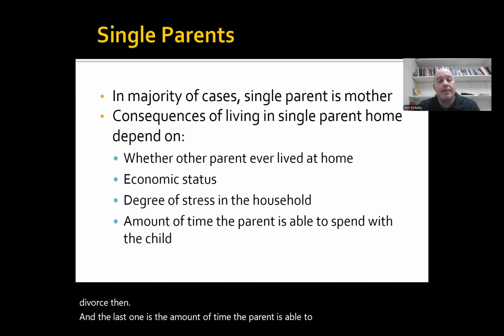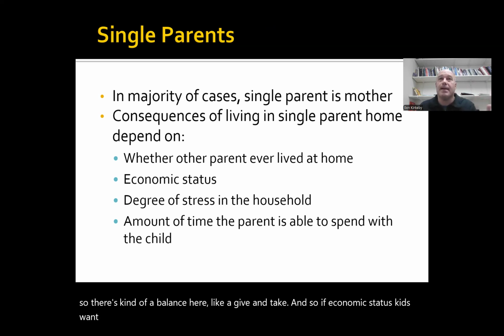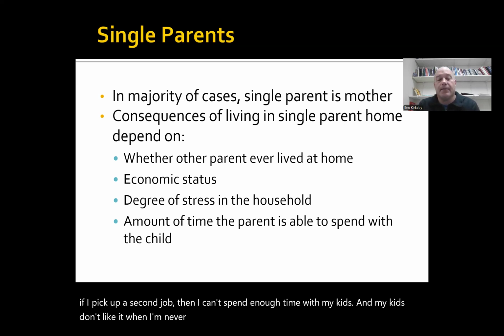And the last one is the amount of time the parent is able to spend with the child. There's kind of a balance here, like a give and take. Economic status: kids want nice clothes and everything else. So maybe I pick up a second job, but if I do, then I can't spend enough time with my kids, and my kids don't like it when I'm never home. So there is a give and take there, and I guess to each their own, and hopefully figure out what's best for everybody.